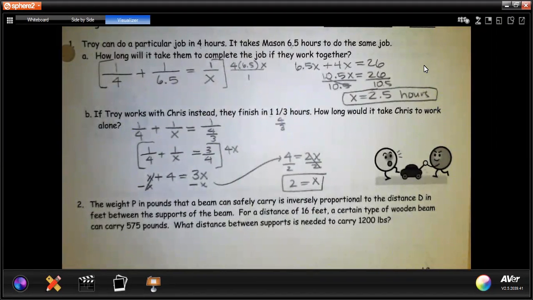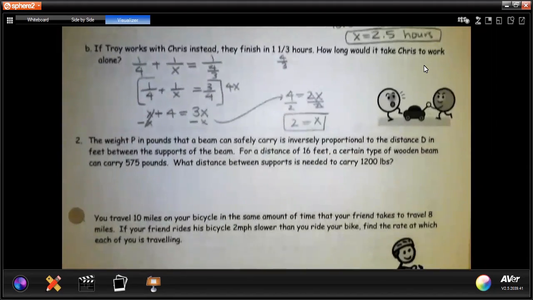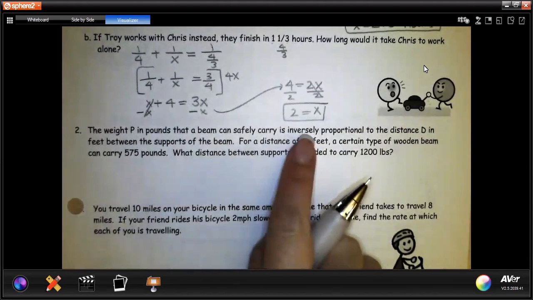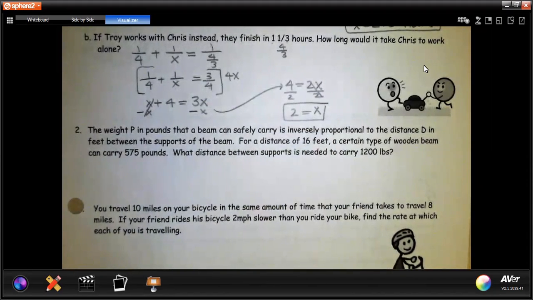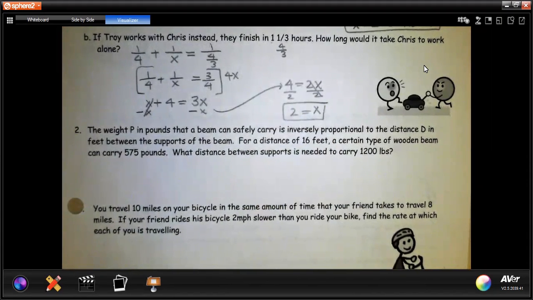All right. The next one here, we talked a little bit about already with inverse variation. So when we see these words inversely proportional, we know it's going to be that kind of equation. It says the weight P in pounds that a beam can safely carry is inversely proportional to the distance D in feet between the supports of the beam. For a distance of 16 feet, a certain type of wooden beam can carry 575 pounds. What distance between supports is needed to carry 1,200 pounds?